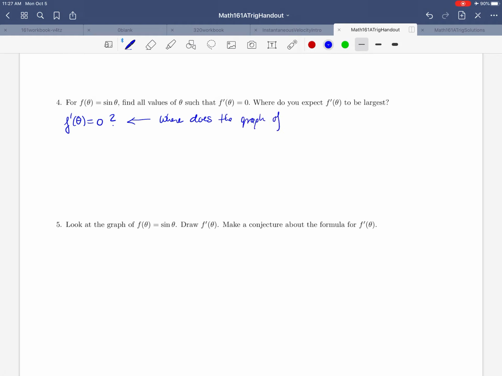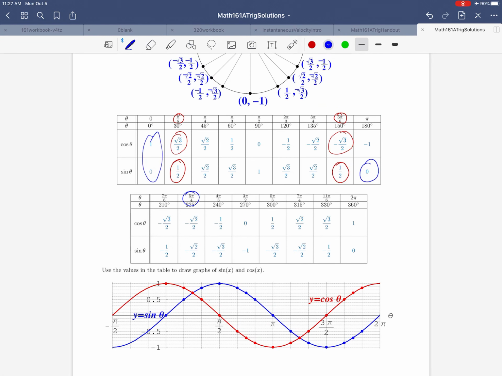where does the graph of sine theta have a horizontal tangent line? So let's look at the graph. Sine theta is our blue graph, and they asked us where we have horizontal tangent lines. If we go up here, we see right here at the top, at that turnaround point, if I draw in the tangent line, it's going to have slope 0. I have a horizontal tangent line.